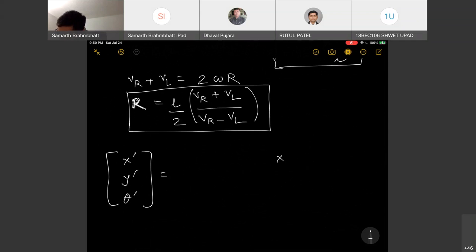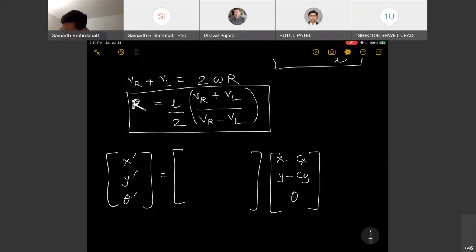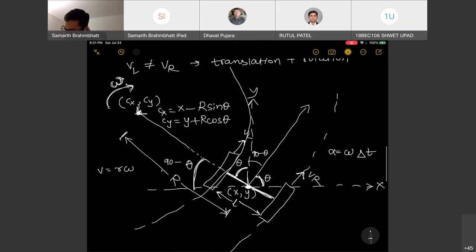So I will do x minus Cx, y minus Cy, and I'll just keep theta here. Now, once this equation is in that coordinate system, we know that we need to rotate by this angle. Let's say we apply these velocities for time delta t. Maybe I shouldn't write the angle as theta because we already used that symbol, but say alpha is going to be my omega times delta t, and we are rotating by that amount.